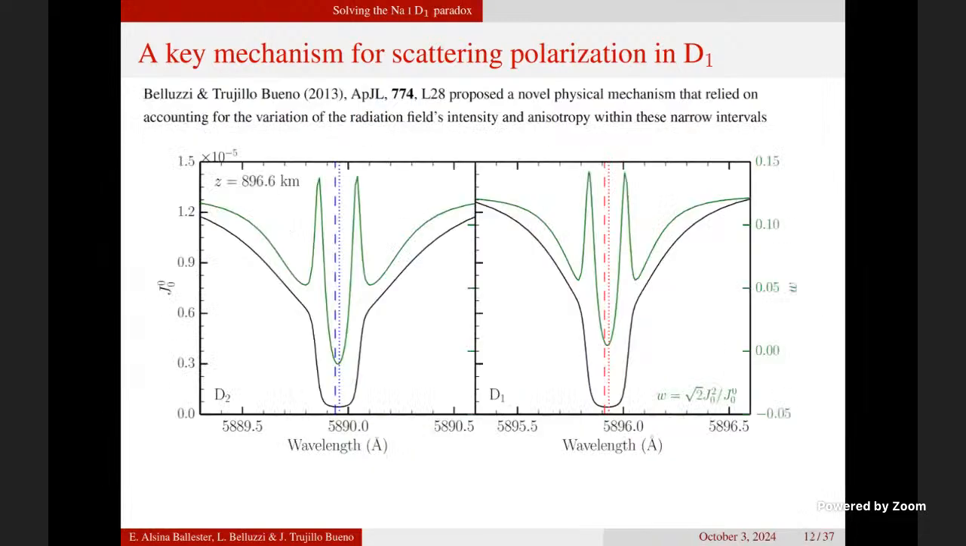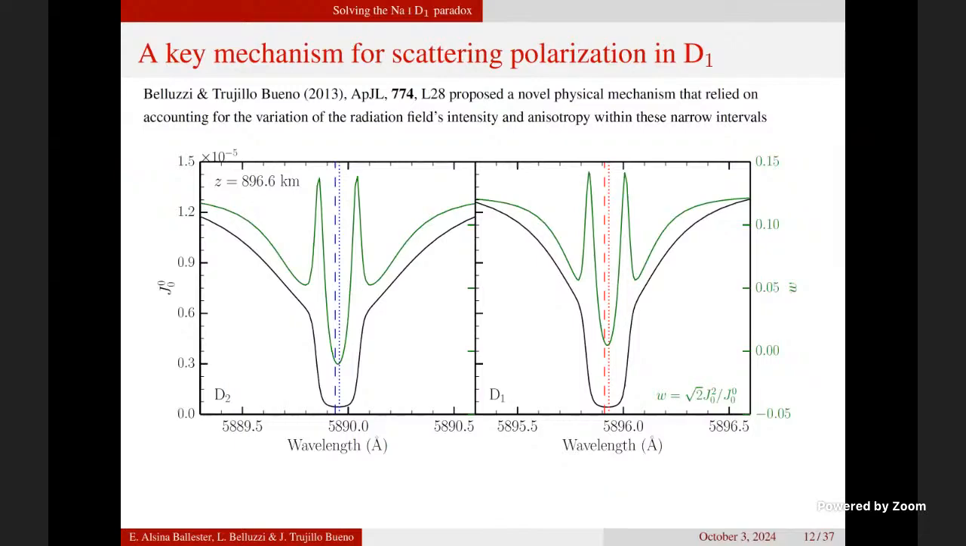However, a few years later, my colleagues Luca Belluzzi and Javier Trujillo Bueno proposed a new physical mechanism, which I will refer to as the key mechanism, which relied on accounting for the variation of the intensity and anisotropy of the radiation field within these narrow intervals.